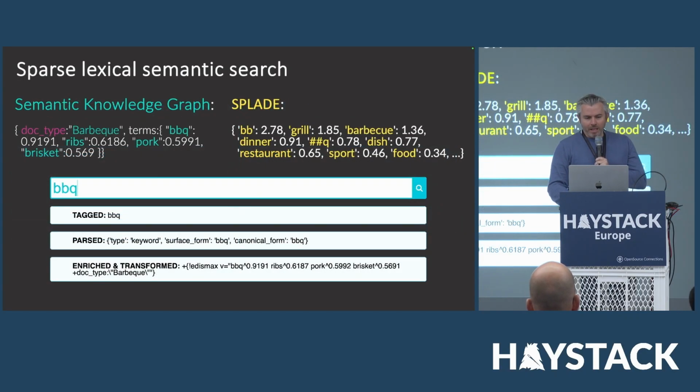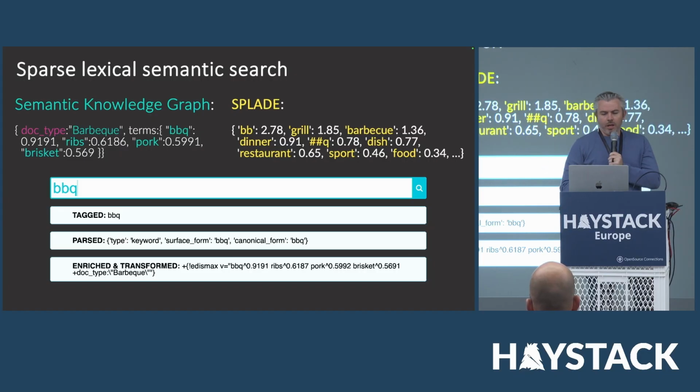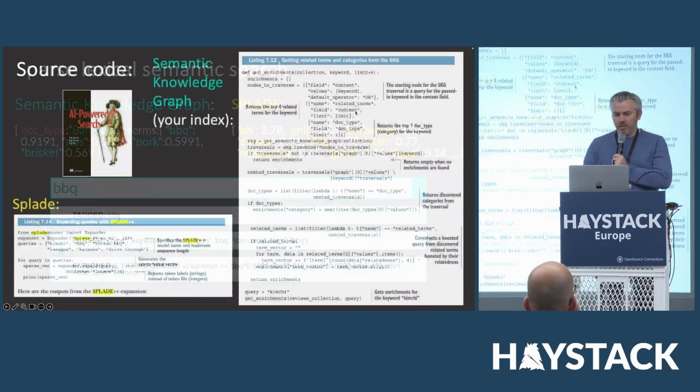Now, talking about Splade, if I use this semantic knowledge graph approach I just showed you, it can determine that barbecue is a doc type of barbecue with these terms for an expansion. If I use Splade out of the box, no fine-tuning, again, my index is perfectly fine-tuned to my data because it is my data. If I look at Splade, I get BB, grill, barbecue. Okay, that's kind of sort of at least one of the meanings, the wrong meaning, but one of the meanings. Dish, restaurant, sport, food.